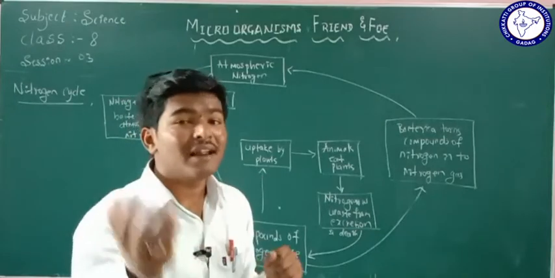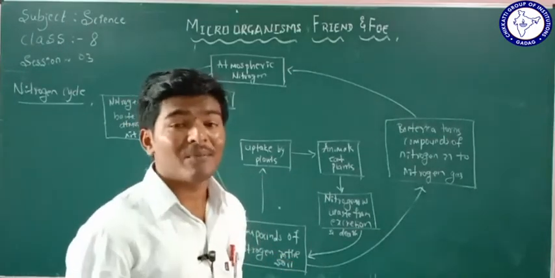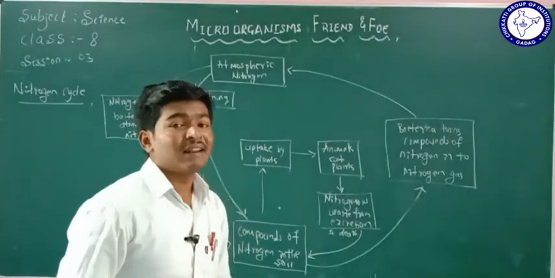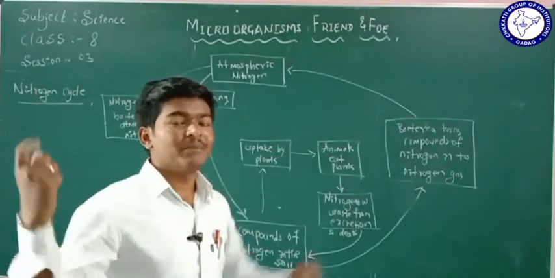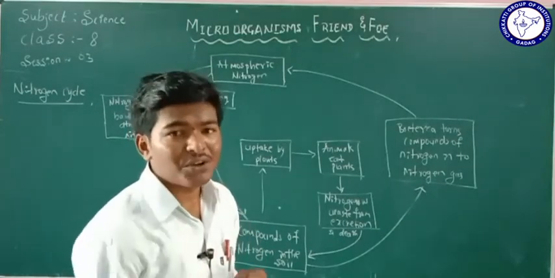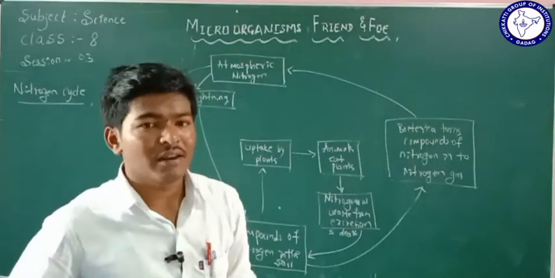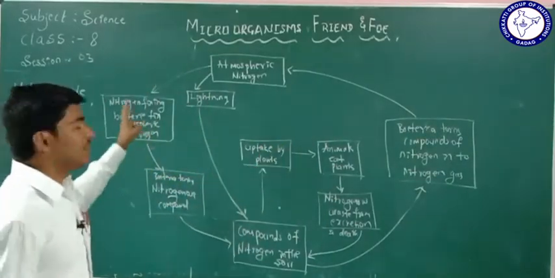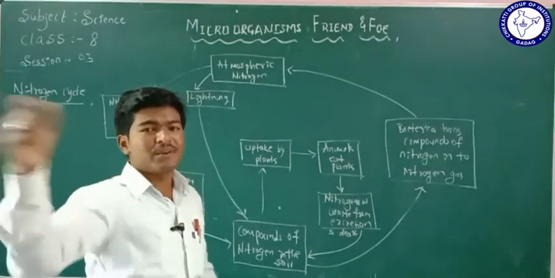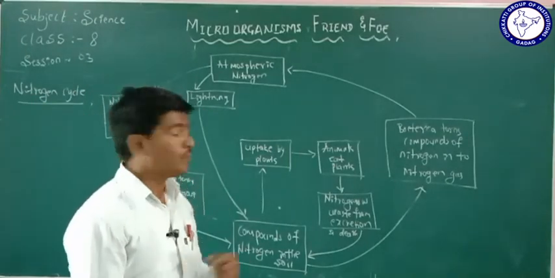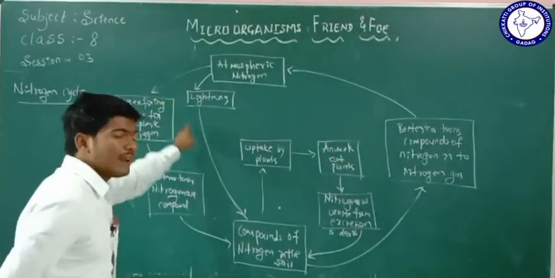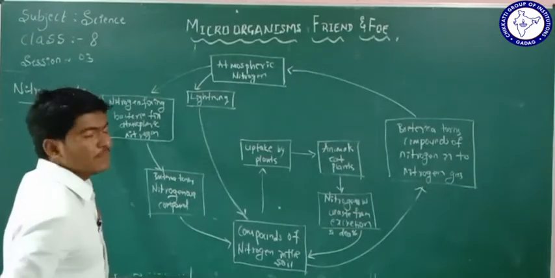Plants take the nitrogen in the form of a nitrogenous compound, but the nitrogenous compound is not readily available in the atmosphere or the environment. The nitrogen is converted into nitrogenous compound by the microorganisms, by the bacteria. So in two ways, the nitrogen present in the atmosphere gets converted into nitrogenous compound and stored in the soil. One is by the lightning process and another one is by the bacteria.